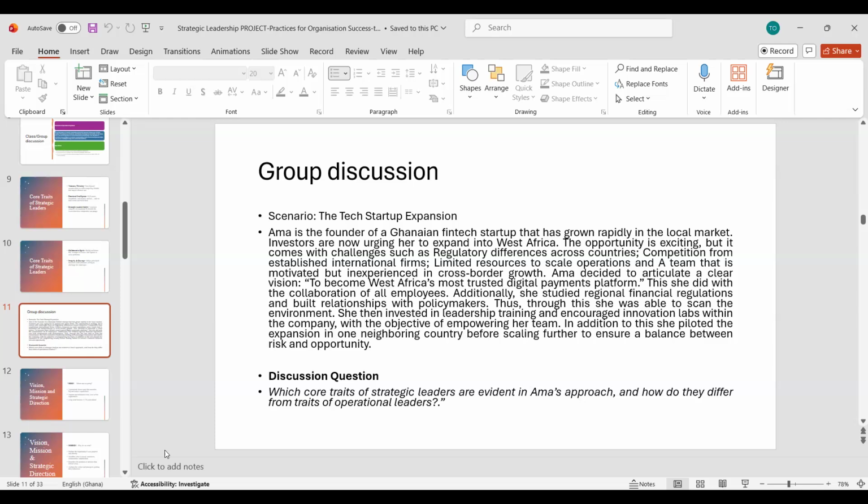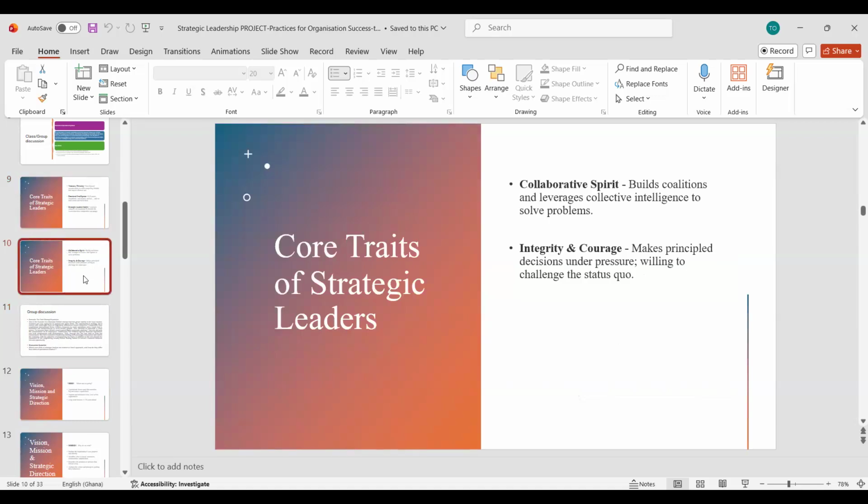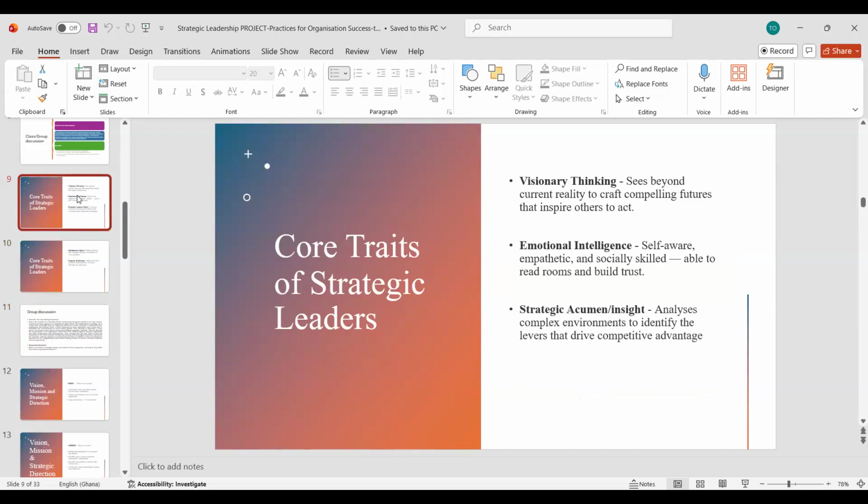We also talk on the innovation and growth orientation. We realized that Amma encouraged innovation by introducing an innovation lab within the company and exploring new opportunities through pilot expansion projects. By this, she demonstrates willingness to embrace creativity and seek modern solutions to business challenges. Amma, being a strategic leader, continuously looks for ways to improve products, services, and processes in order to remain competitive in dynamic business environments. Amma's decision to test expansion in neighboring markets also reflects a growth-oriented mindset focused on increasing the company's market presence and influence. Thank you.